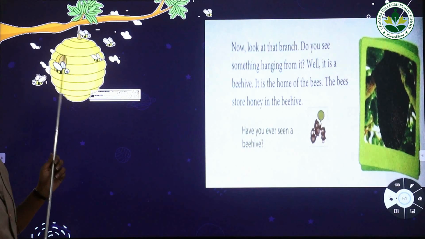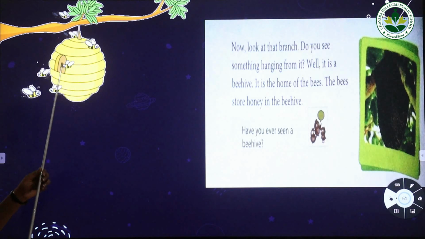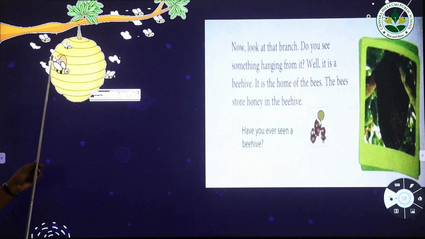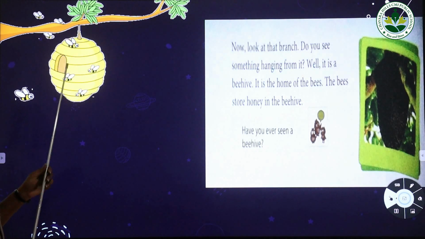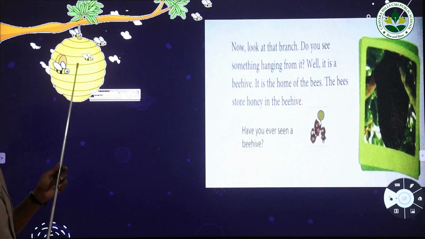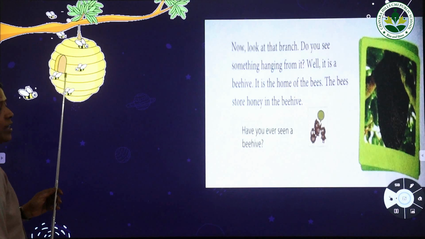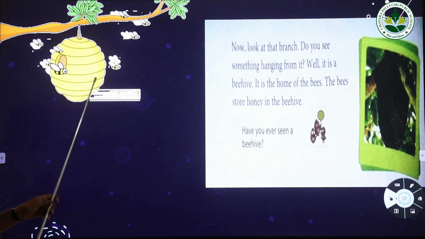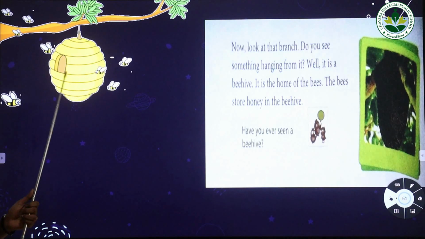What is this? We can see something hanging from it, isn't it? Well, it is a beehive. It is the home of bees. We can see many bees here. Beehive means it is a house of bees. The bees store honey in the beehive.